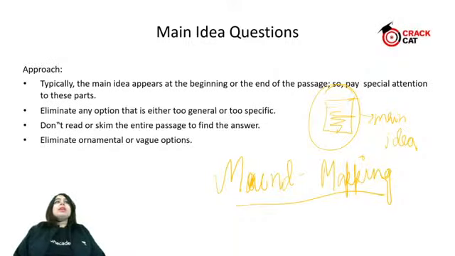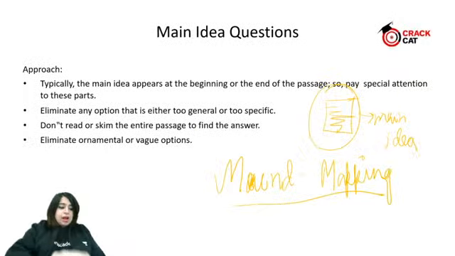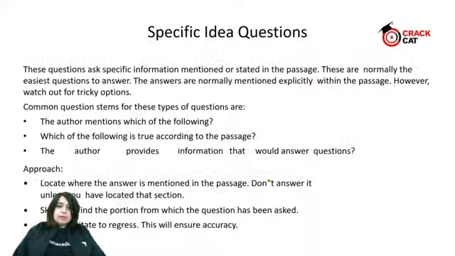Any option which contains just some information from the passage is never going to be the main idea or the primary purpose of the author. Also, any vague option which does not really make sense, or does not go in line with the flow of the author, will not be the correct answer. So I hope you understand how we are going to tackle the main idea type questions, and the things that we really need to keep in mind before we go ahead.